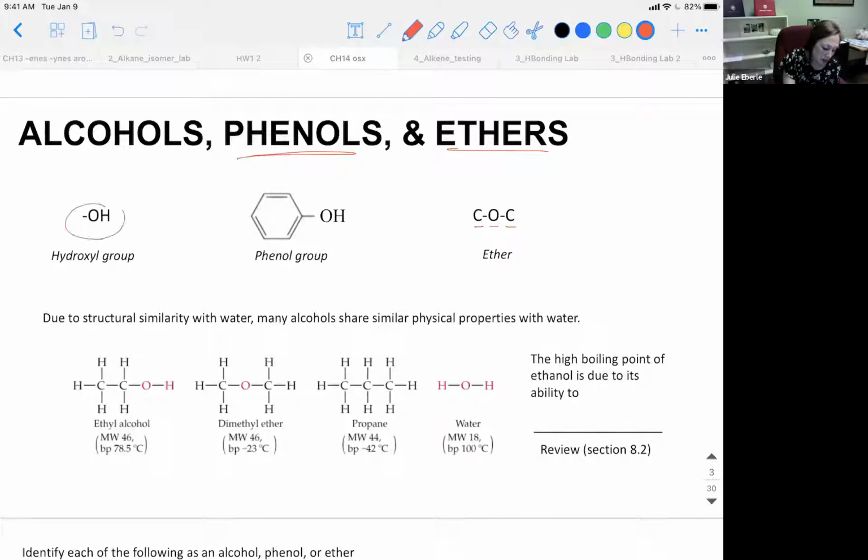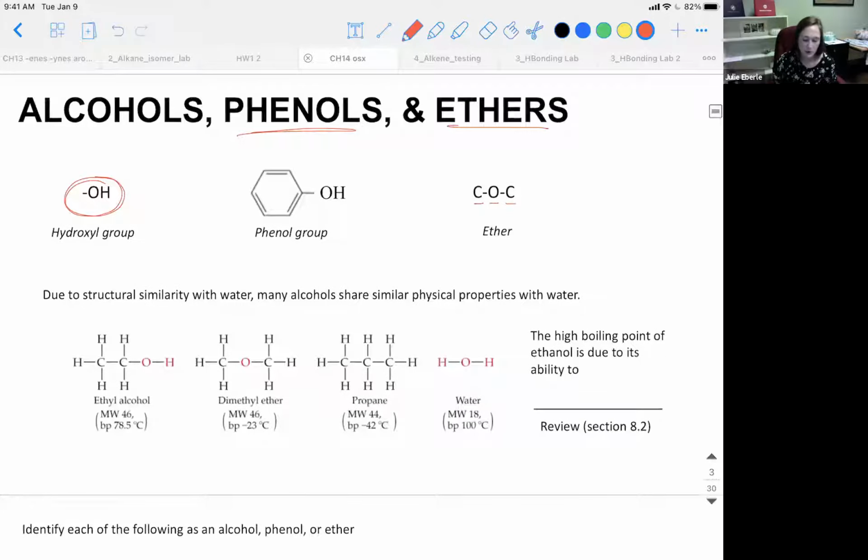We call just an OH group, the group itself, a hydroxyl group. But when it's bonded onto a molecule, it makes that molecule an alcohol. Now, how do we differentiate these? What are some properties that are associated with alcohols, phenols, and ethers? Well, alcohols are structurally similar to water. It's like 2/3 of a water molecule. You have the oxygen and the hydrogen.